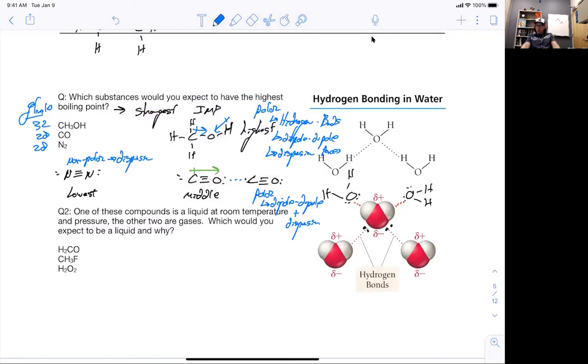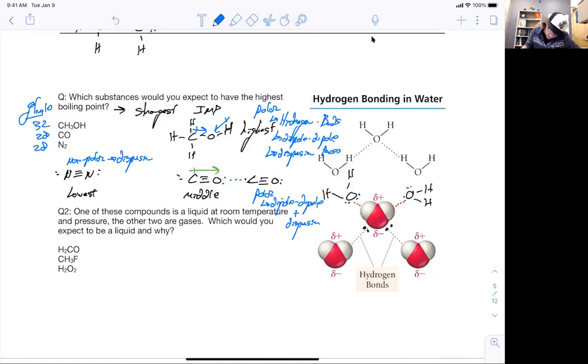It's the only one with hydrogen bonds, and so you would expect it to have the highest boiling point. And I don't have them listed right here in front of me, but I can guarantee you that it is. It's the only one that's a liquid at room temperature and pressure. Nitrogen boils a long time ago, and even carbon monoxide would too.